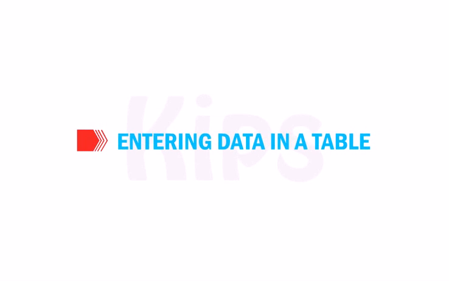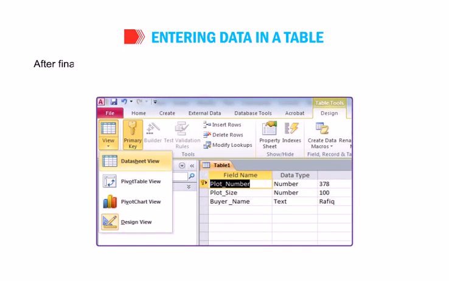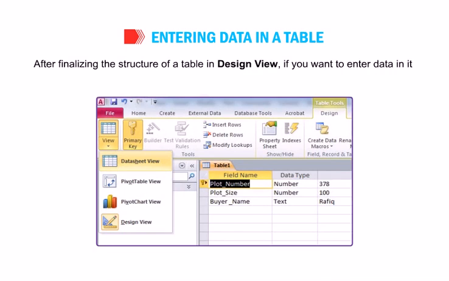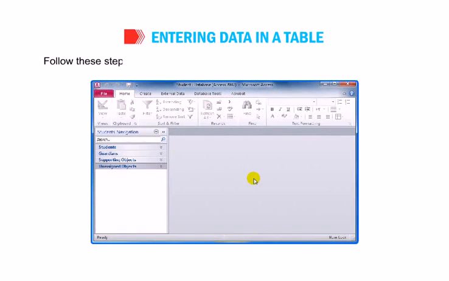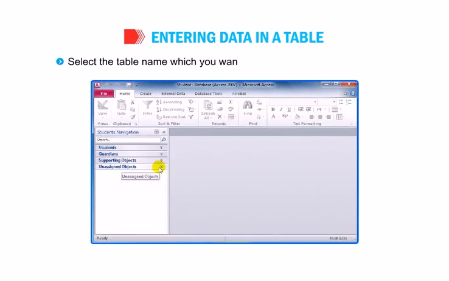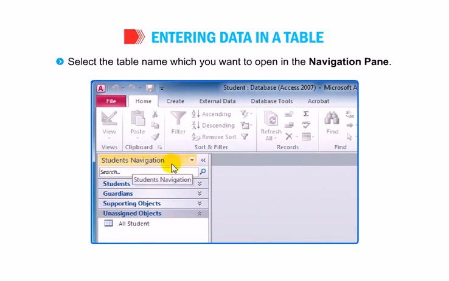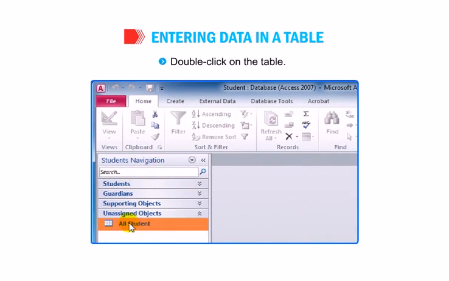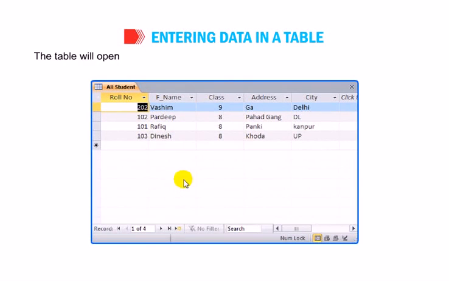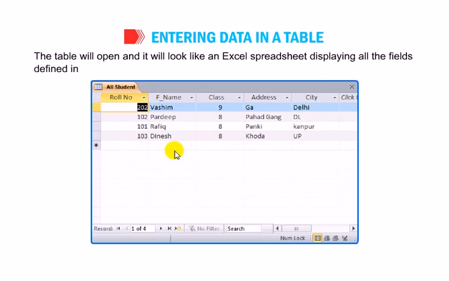Alright students, now let me tell you how to enter data in a table. After finalizing the structure of a table in Design View, if you want to enter data in it, you need to open it in the Datasheet view. Follow these steps to open the table in the Datasheet view and enter data in it. Select the table name which you want to open in the navigation pane. Double-click on the table. The table will open and it will look like an Excel spreadsheet displaying all the fields defined in the structure.